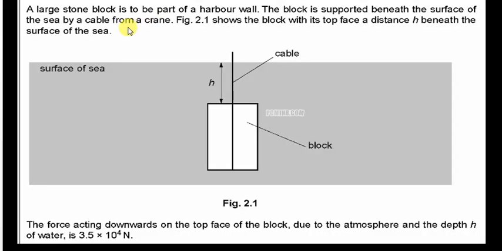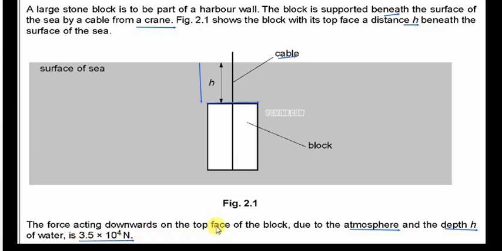So a question reads, a large stone block is to be part of a harbour wall and the block is supported beneath the surface of the sea by a cable from a crane, and the cable is shown here. So this shows the block with its top surface at a distance h below the water level or the surface of the sea, and the force acting downwards on the top face of the block due to the atmosphere and the depth h of water is 3.5 into 10 to the power 4 Newton.